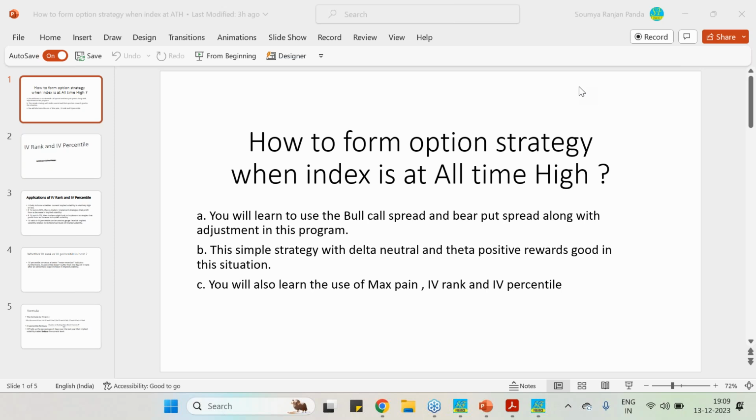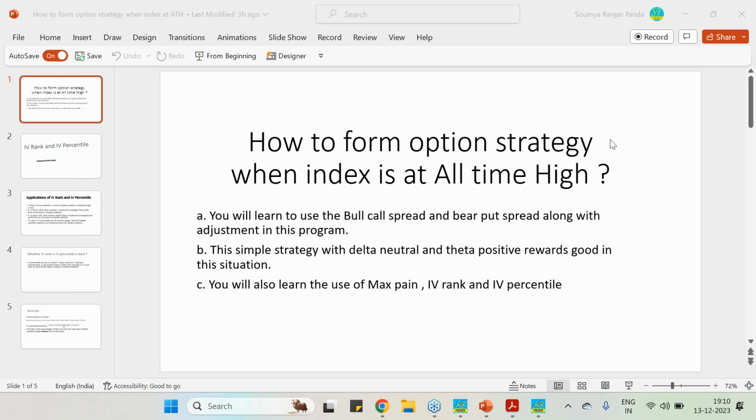IV rank and IV percentile will tell you whether the market has reached a saturation level, so that it will consolidate from there and will not show any movement. That is number one. Number two, it will tell you whether there is a chance to buy the options now or sell the options now. So it will tell you the situation of buying an option or selling an option.